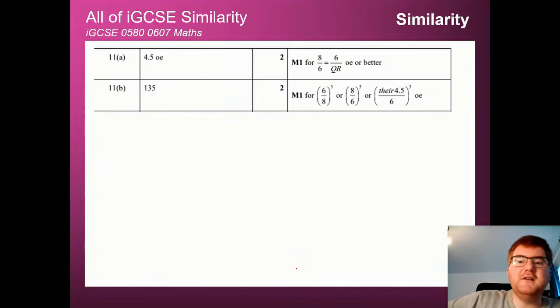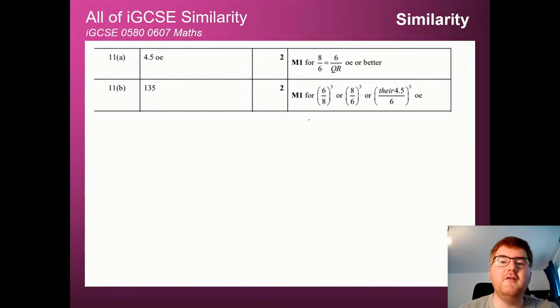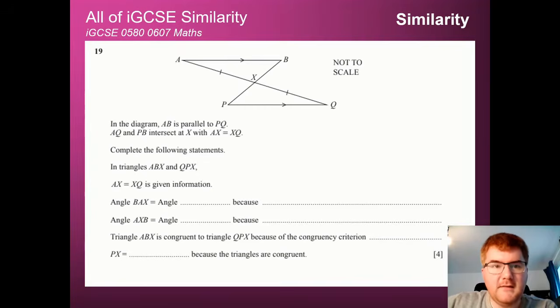Again, you can check the mark scheme here. You get a method mark for cubing that scale factor, either way round. Notice I used 8/6, but you could also do the same process with 6/8, as long as you're multiplying correctly too. And on to another kind of language structure question here.